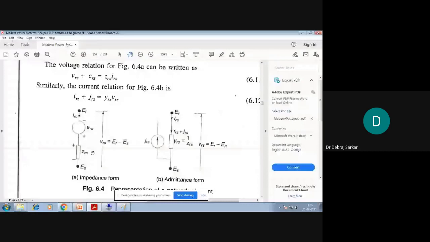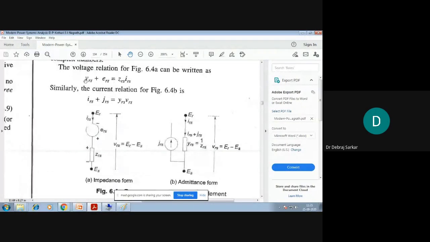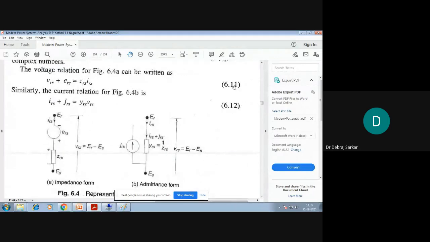Similarly, in this case, now look at equation 6.11. This equation is nothing but the equation obtained from here. That is, the voltage across these two points plus ERS is nothing but the voltage drop here. You do it yourself and check whether the equation is true or not. You will find it is true.